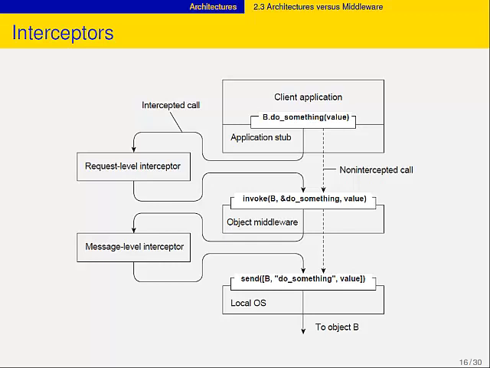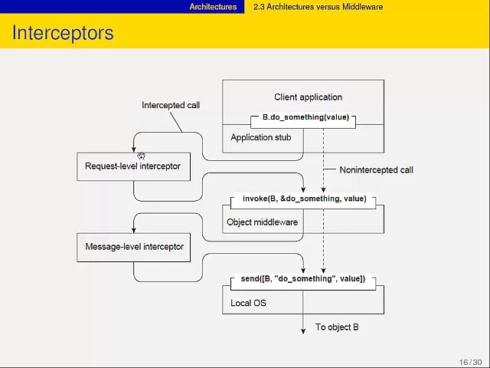Okay. Now, what you can do, if you want to change the behavior, is insert interceptors. And here's one. Here's a request level interceptor. And what this thing does is say, okay, I won't tell the application, but when it says b dot do something, I will pick up this message and I will modify it.